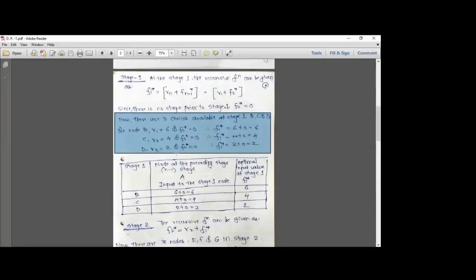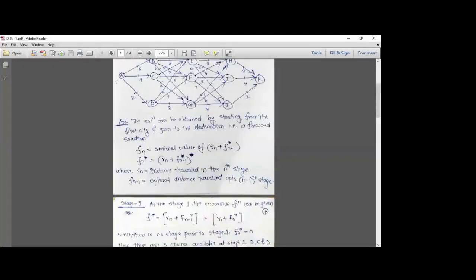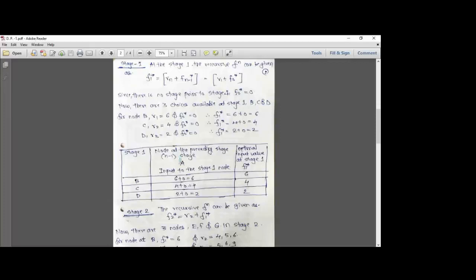So for every stage, what two things are compulsory? For every stage, the recursive function should be written and this particular table is to be written. So same thing I have written. So stage 1 nodes are what? The stage 1 nodes are B, C, and D, right? The node at the preceding stage. What was the node at the preceding stage? It was A, that I have written here. There's no preceding stage, so it is A.